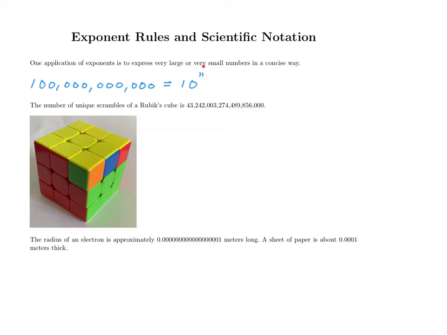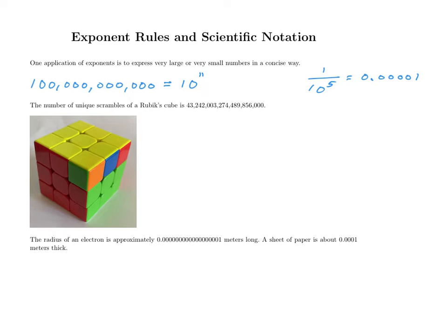Also, you could express very small numbers not by multiplying by 10, but by dividing by 10. So for example, 1 divided by 10 to the power of 5. This is 0.00001. So this is a very small number, but here we are using exponents to express it.